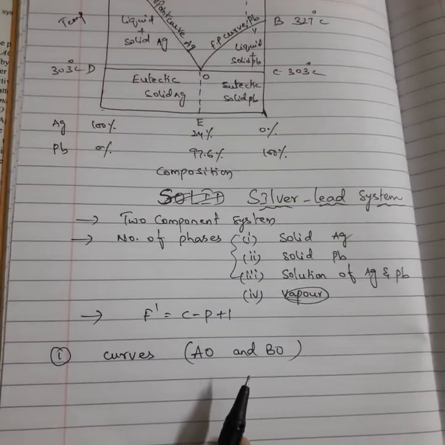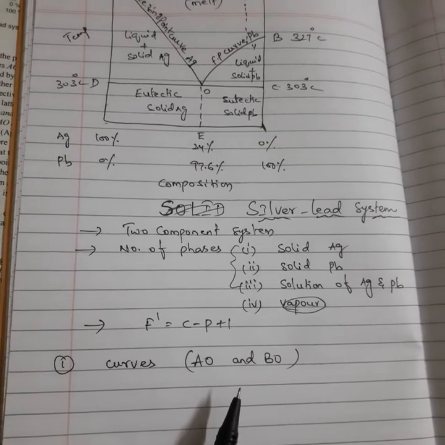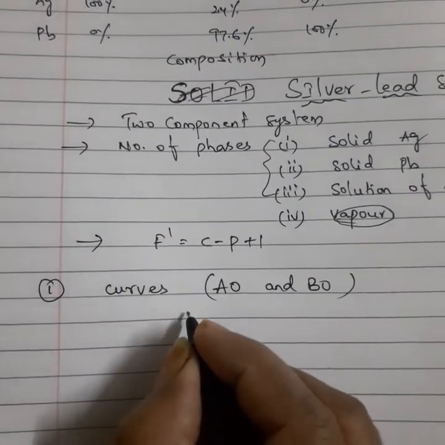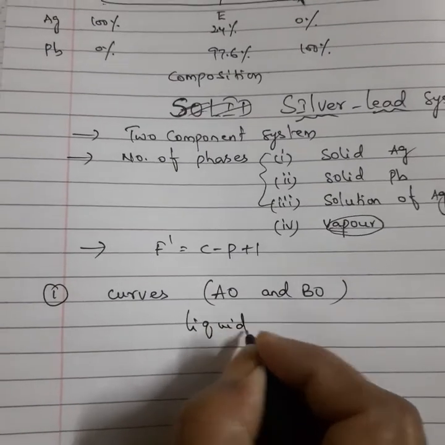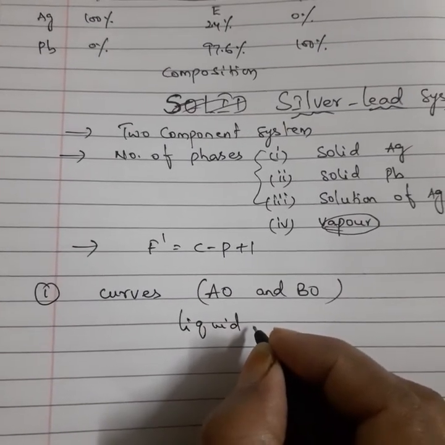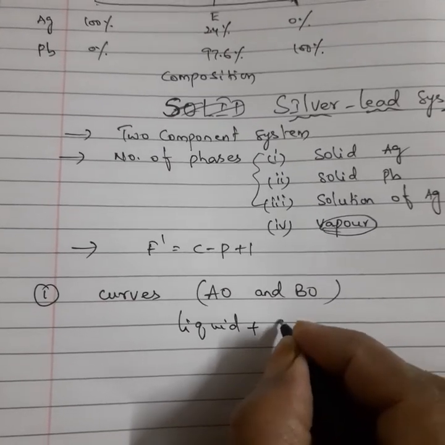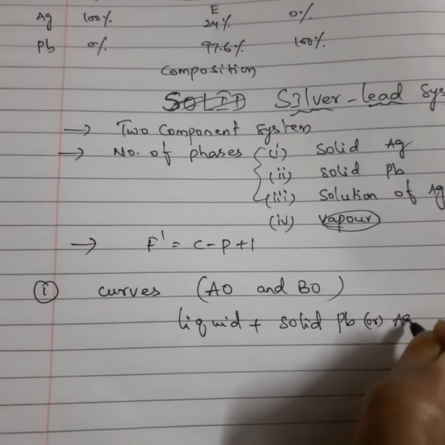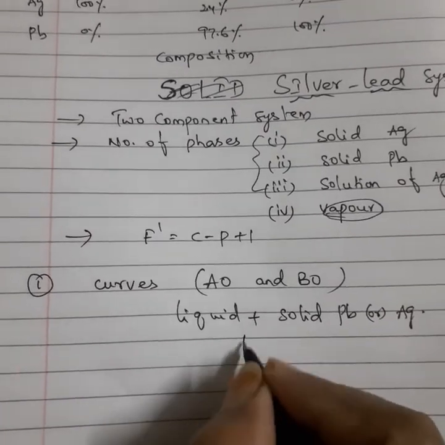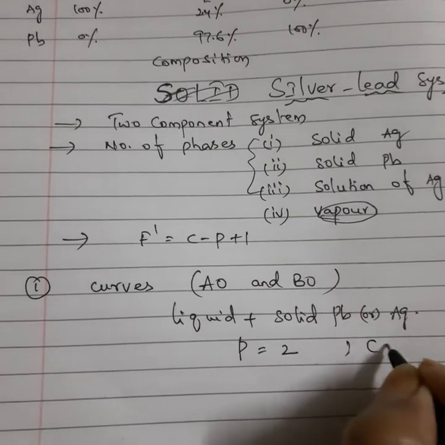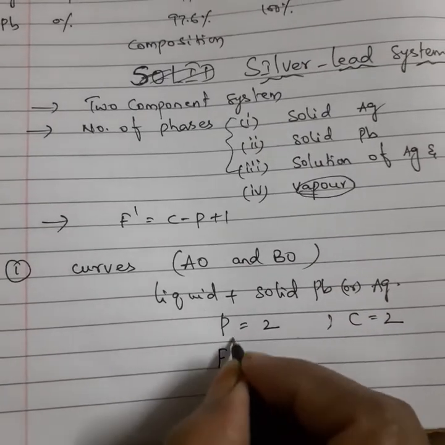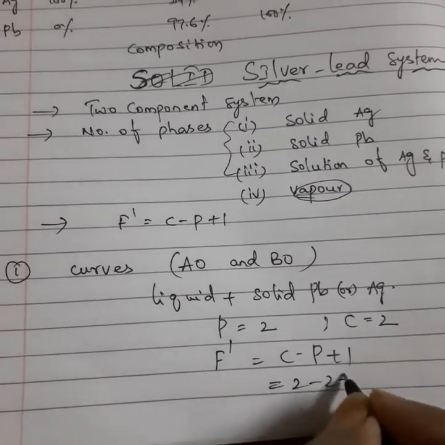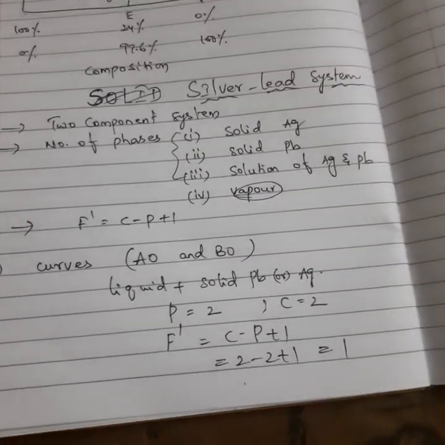So what are these AO and BO curves? Along the AO and BO curves, we have the liquid form of both metals as well as the solid form of either silver or lead. So how many phases are there here? Two, in a two component system, right? So F dash is equal to C minus P plus 1, that is 2 minus 2 plus 1, which is nothing but 1.